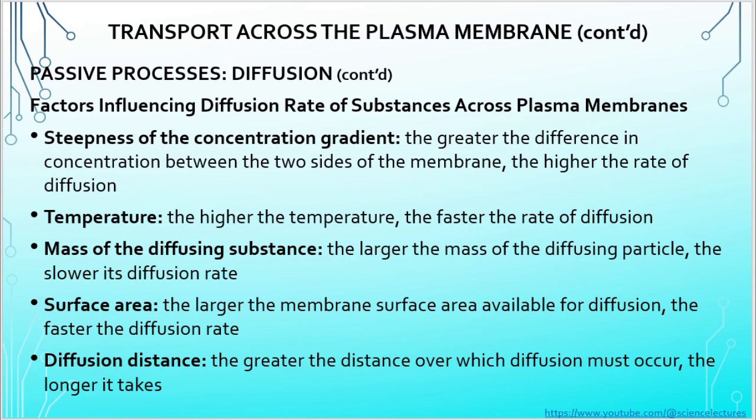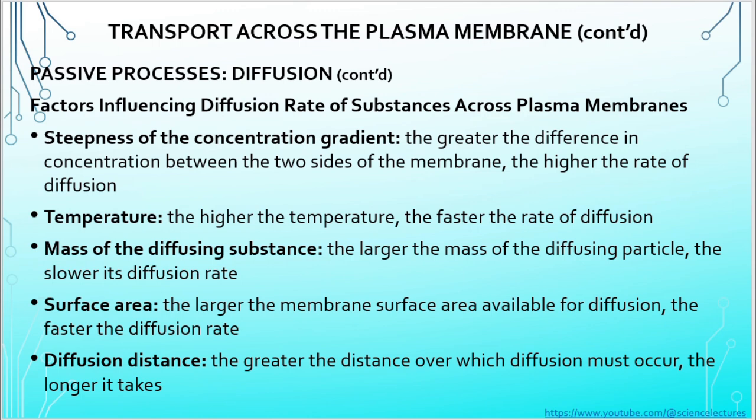Another factor is the mass of the diffusing substance. The larger the mass of the diffusing particle, the slower its diffusion rate. Smaller molecules diffuse more rapidly than larger ones.